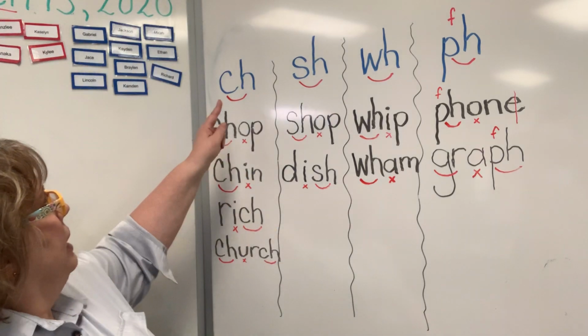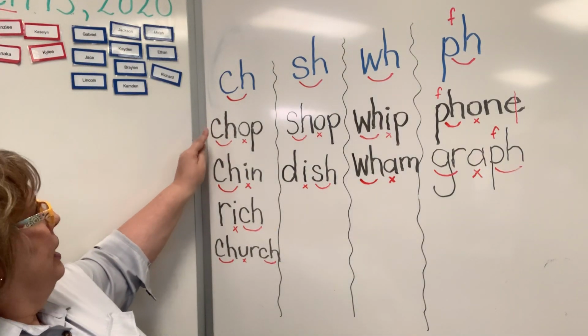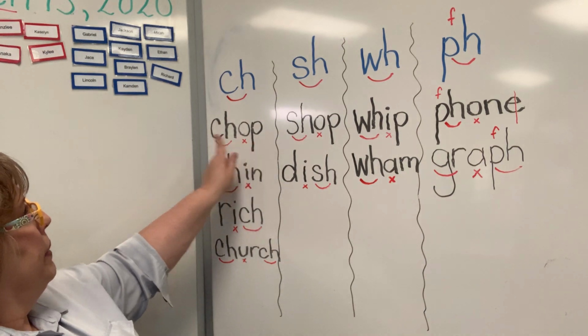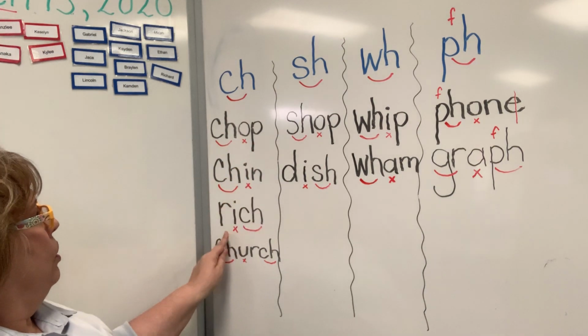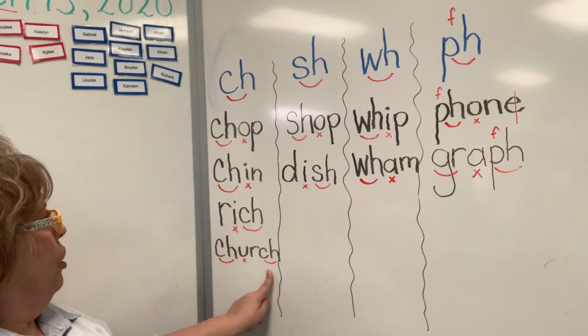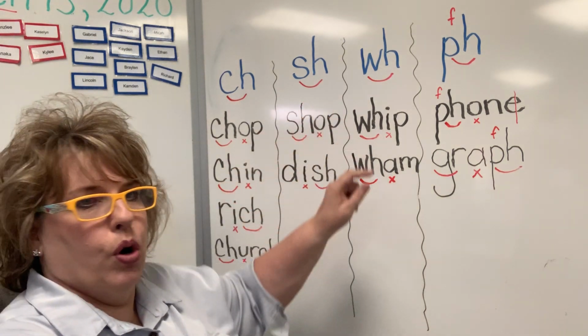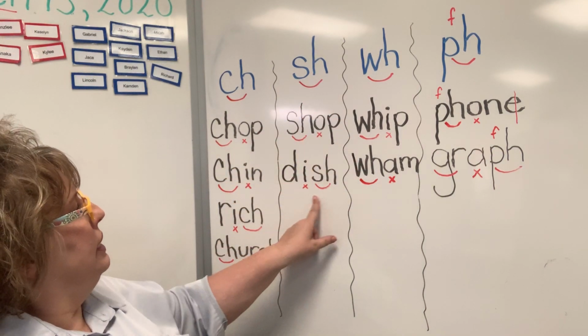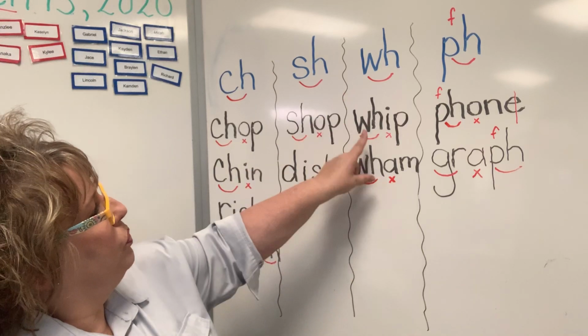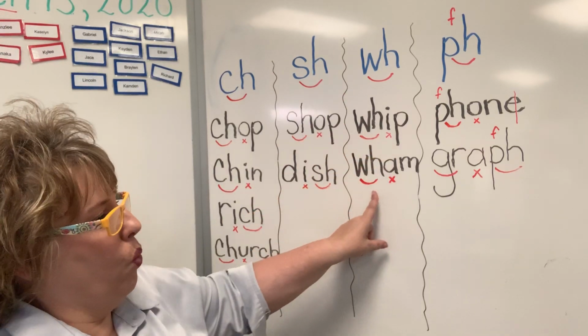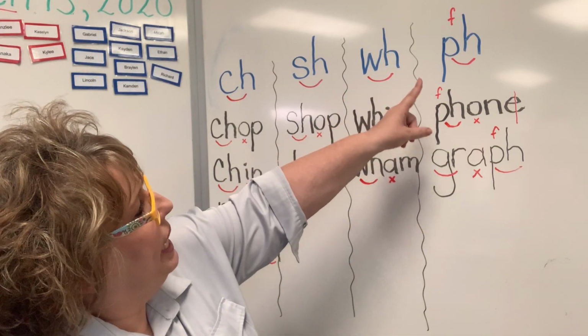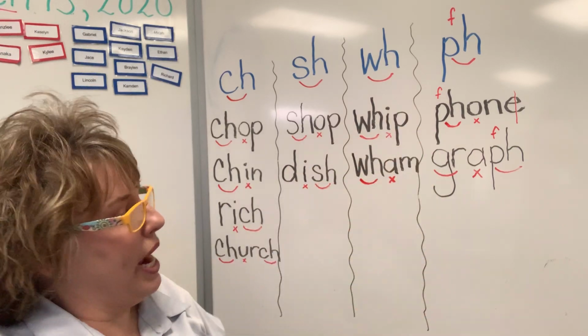Let's go back and read them together. The CH words. Ready? Chop, chin, rich, church. SH words. Shop, dish. WH words. Whip, wham. And PH words. Phone, graph.